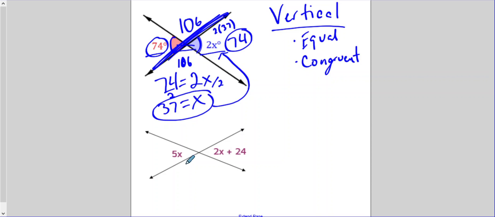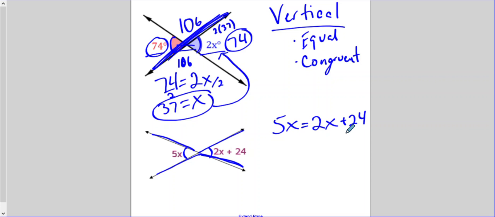Same kind of thing here. We know that these two angles, they're on opposite sides of that X shape. This angle and this angle have to be the same. So 5x equals 2x plus 24.